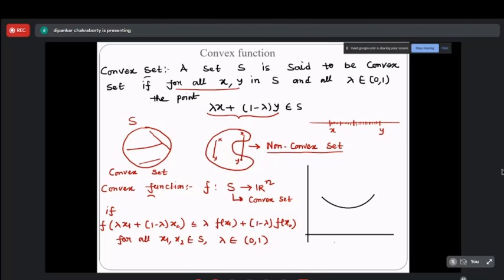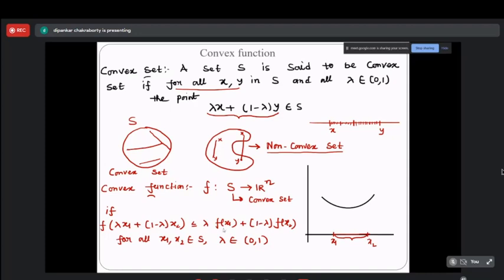Now, the question is what this relation means. We have already seen that if you have considered 2 points, x1 and x2, then lambda x1 plus 1 minus lambda x2 means it will be a line joining these 2 points. That means basically we are talking about this line. Fine. What are we going to do? We are going to check that for each and every point, the functional value here should be less than or equal to this calculation.